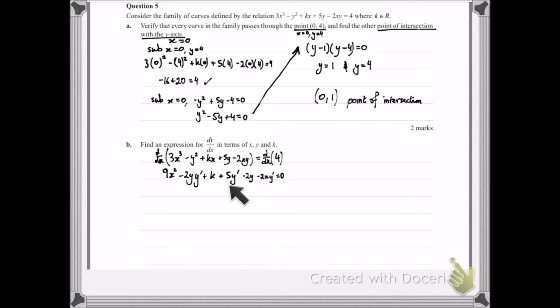Okay, now we've got our dy/dx denoted as y dash. So we're going to solve for y dash. So factorize the common factor of y dash, and then divide by the bracket. There's our expression.